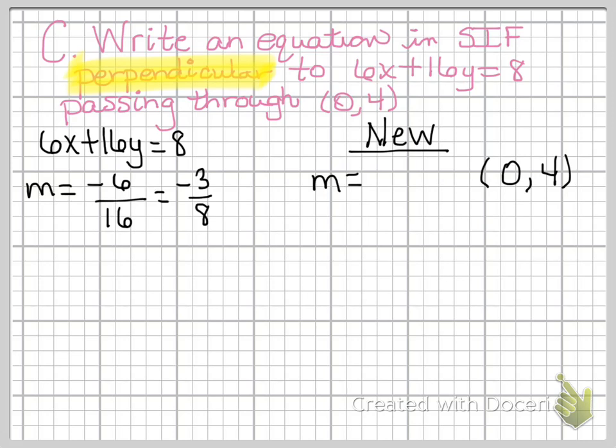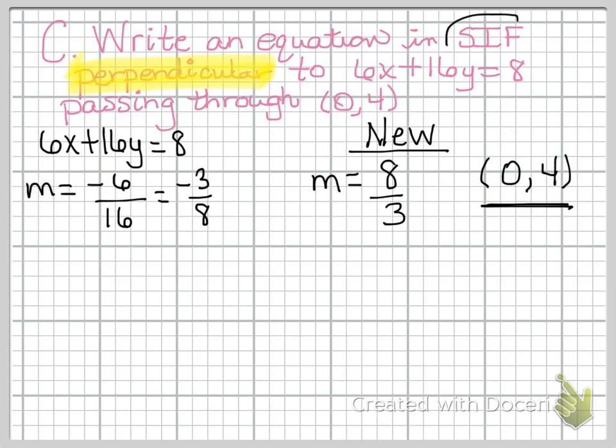Well, if this is negative, I know my new one's going to be positive, and it's going to be the reciprocal of 3/8, so it's going to be 8/3. And it goes through a point of 0, 4. Well, I have a point and I have a slope, so I could use point slope, but if I pay really close attention, this point that I know is actually the y-intercept.